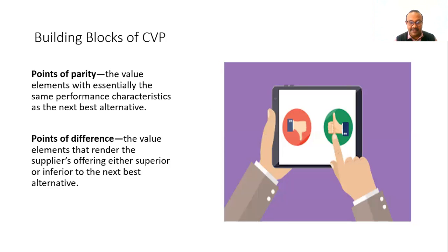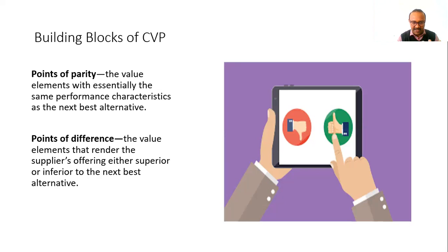Okay, first one is points of parity. The value elements with essentially the same performance characteristics as the next best alternative. So when I said you have a supply market, you are competing against 5 or 6 different suppliers. So whatever those suppliers are having, you should also have. If the buying company is looking at option A and option B, these two vendors, I'm going to decide whether to book supplier A or supplier B. So whatever these two companies are offering as part of the value proposition, both the companies must have it.